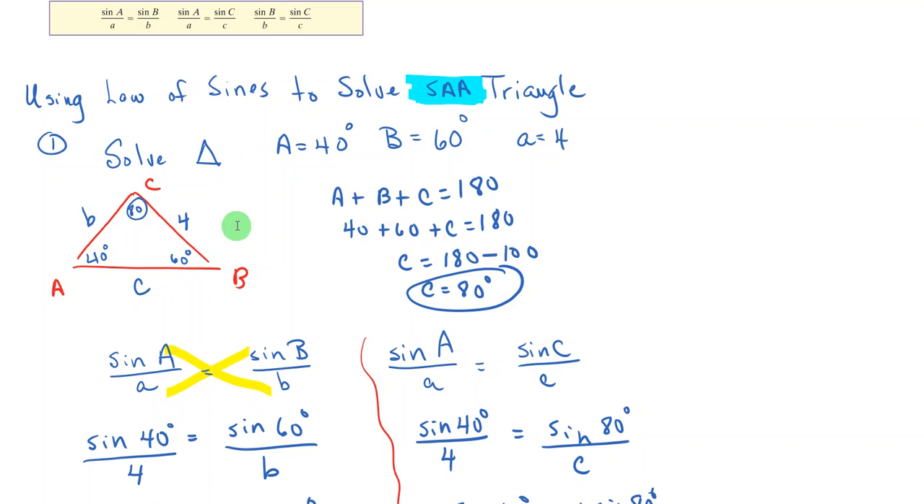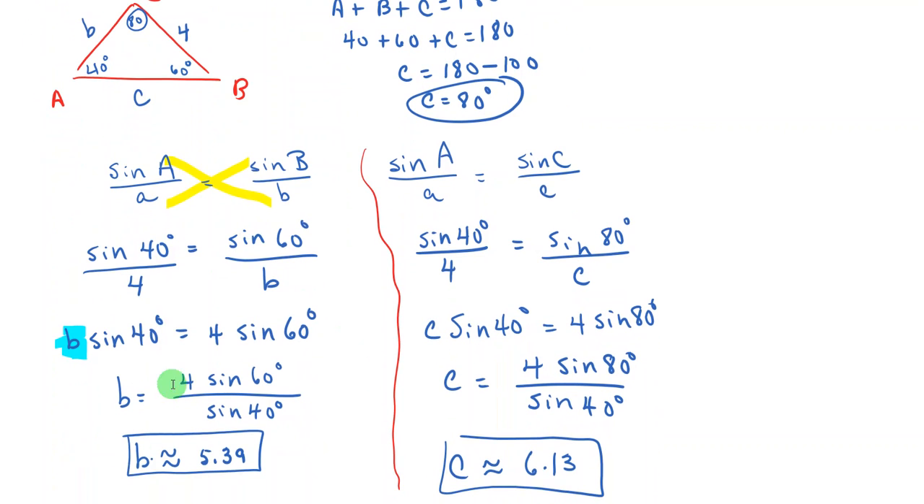Once we have that, we can use any combination to find side b and side c. So let's look at finding b first. Sine A over a equals sine B over b. So sine of 40 over 4 equals sine 60 over b. You're going to cross multiply like this. So b sine 40 equals 4 sine 60. That's this line. We're solving for b, so we're going to divide by sine 40.